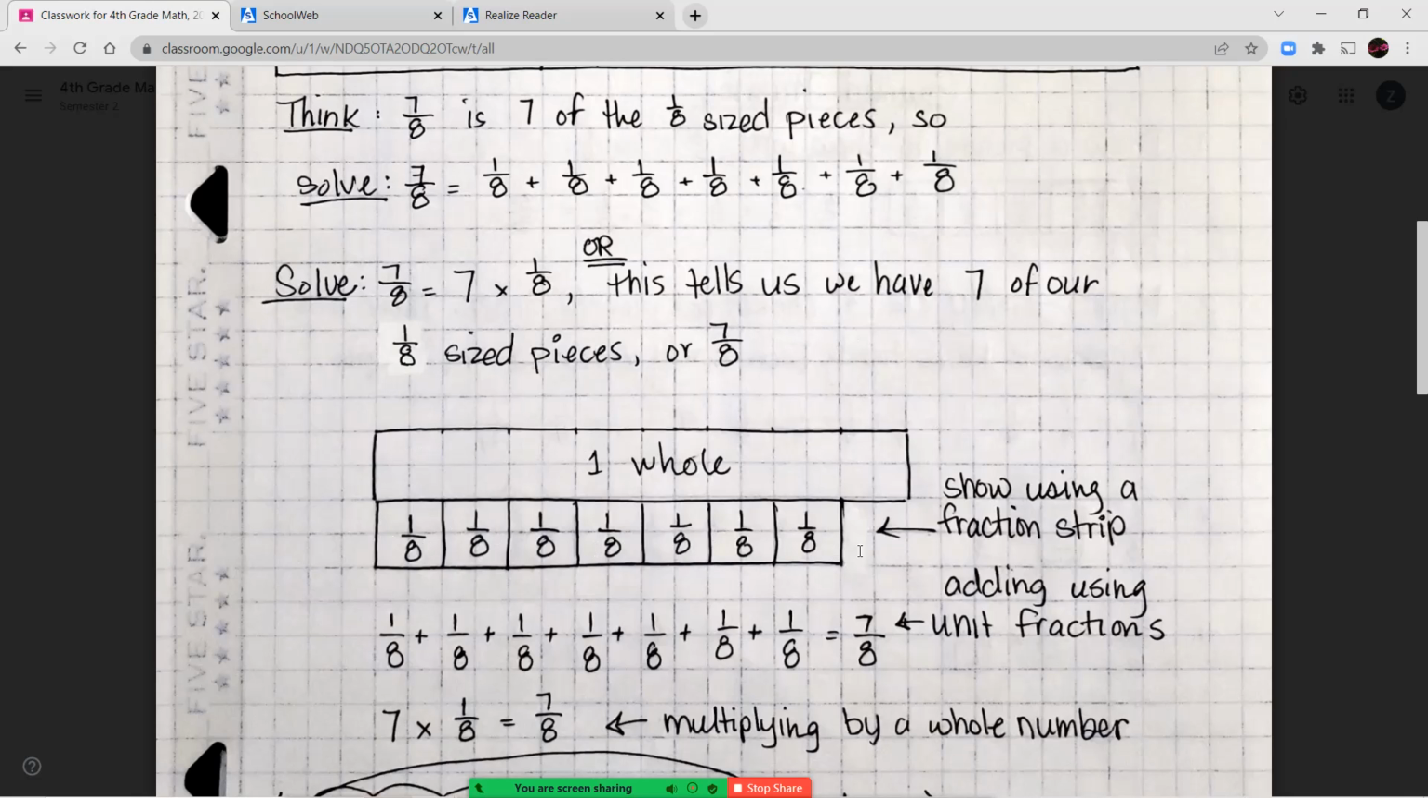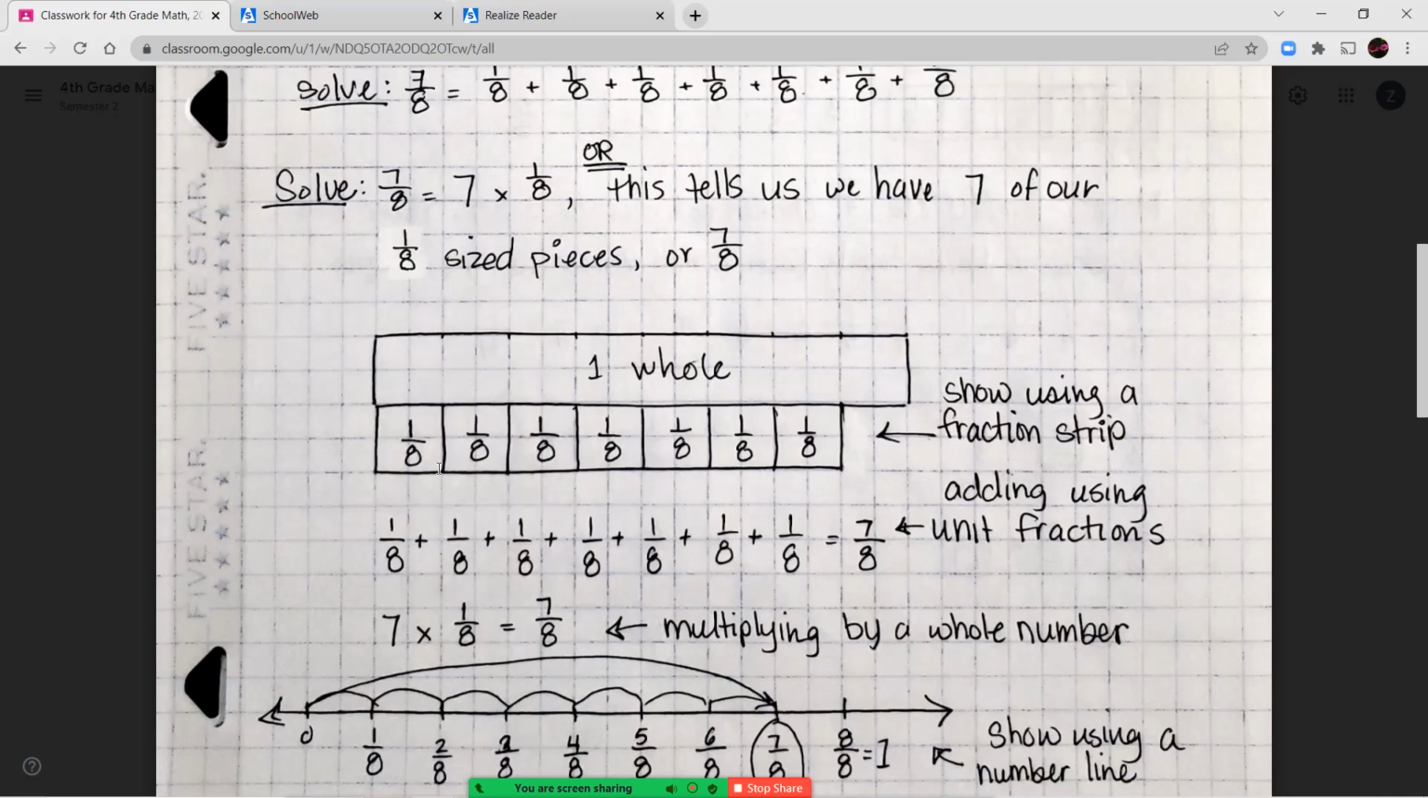Here are my 7 out of my 8 pieces. The 8th piece would have gone right here. So if I'm adding over and over again, I'm using repeated addition. We're going to do 1/8 added together 7 times to give us 7/8. Or I'm going to multiply by showing there are 7 of these 1/8 size pieces, which gives us 7/8.